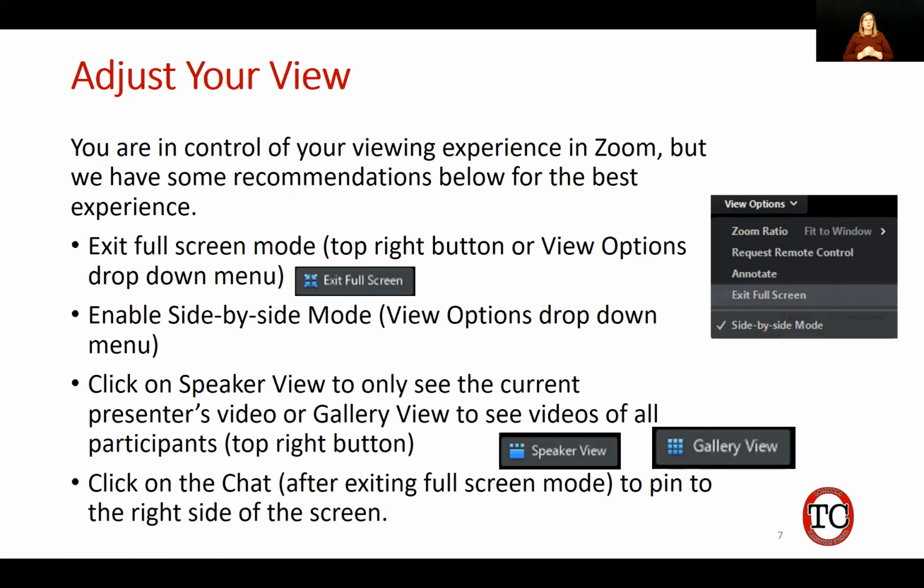You're in control of your viewing experience in Zoom, but we do have some recommendations. You can exit the full screen mode at the top right button, or view the options at the drop-down menu. You can enable side-by-side mode. You can click on speaker view and only the speaker will be seen. You can also do the same with the interpreter, and you can click and open up your chat box so it's there on the right-hand side.